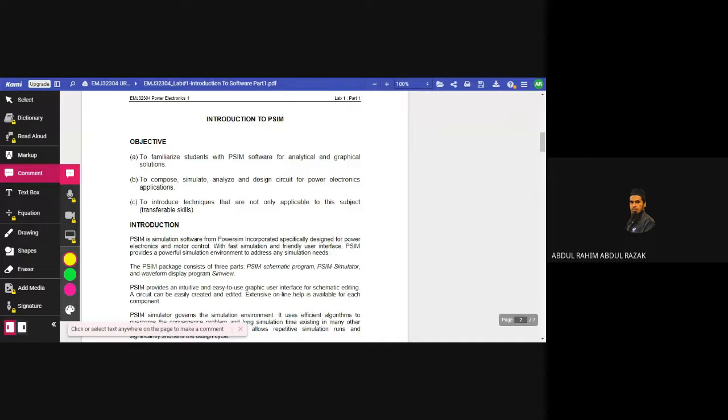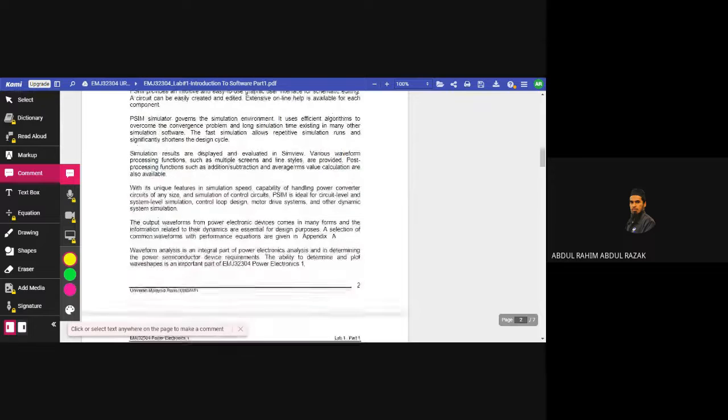For this subject, we are focusing more on power electronics applications, converters. This kind of simulation software tool can be used elsewhere in other subjects also.